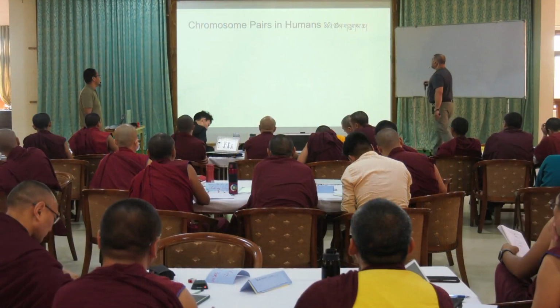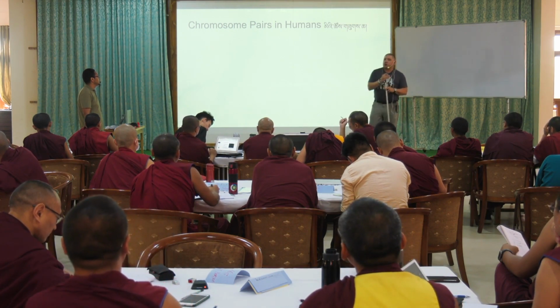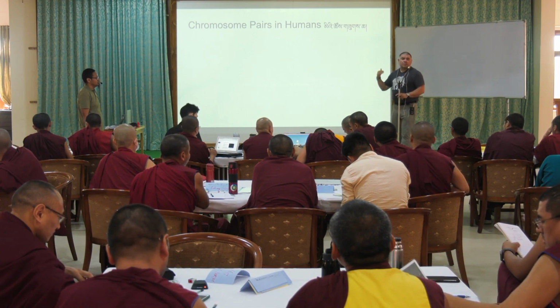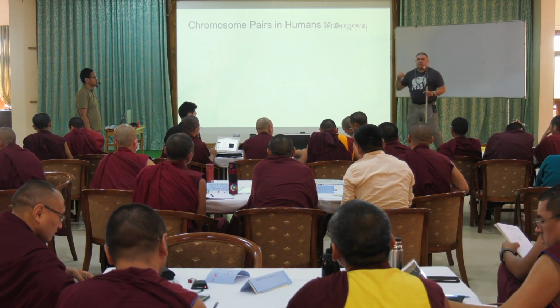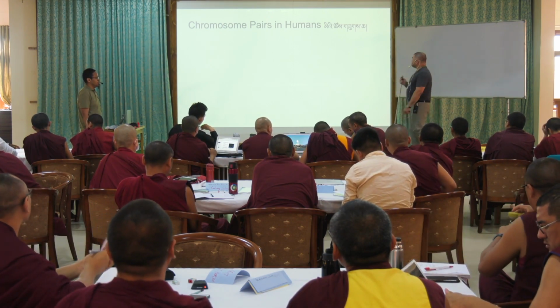Okay, are we good? Excellent, thank you. So we can think about chromosome pairs. In biology, we always learn that we have pairings in chromosomes, especially in most animals. Other animals have other systems, but mammals, for example, have two pairs of chromosomes.